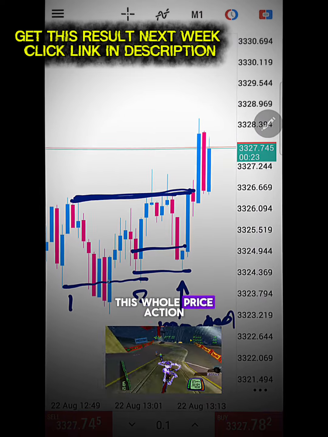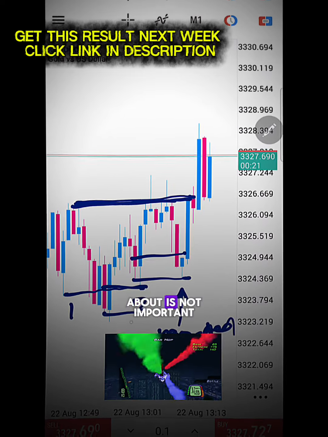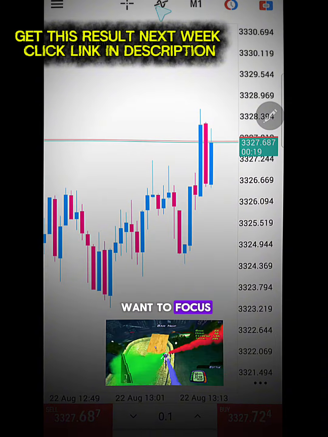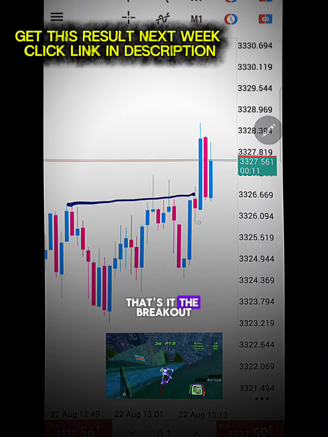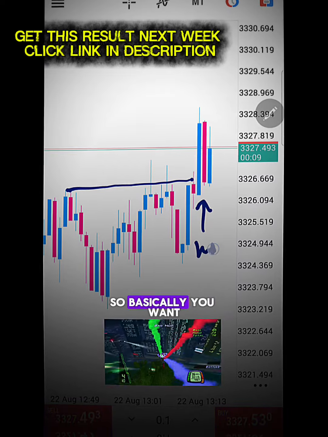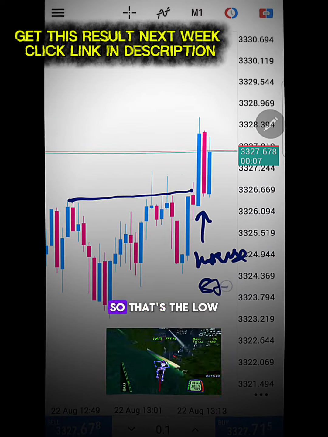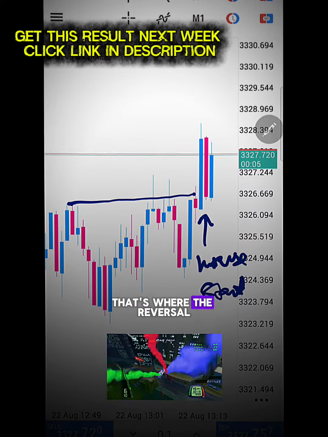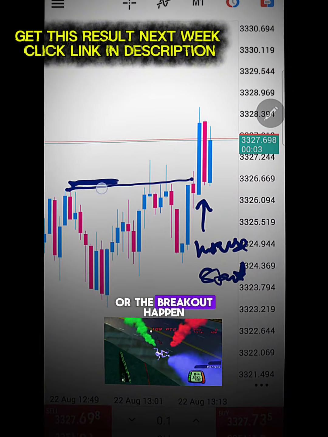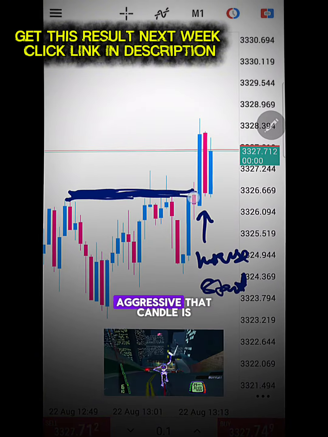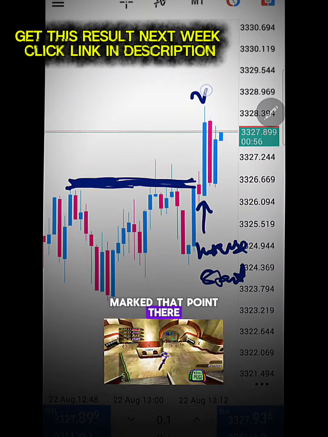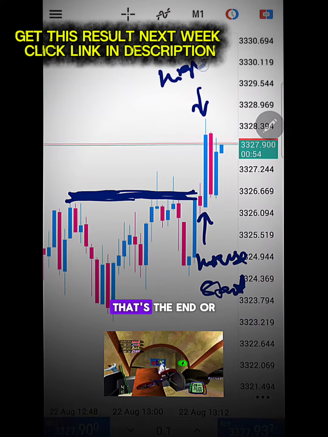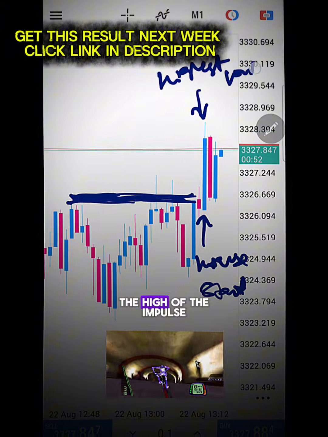But this whole price action that I just talked about is not important. The main thing you want to focus on is the breakout of that impulse. That's it, the breakout of that impulse. So you want to get the start of the impulse, that's the low of the impulse. That's where the reversal or the breakout happened. You can see how aggressive that candle is. It started from that point, and that was why I marked that point there. And if you look at that point here, you can see that's the end or the high of the impulse.